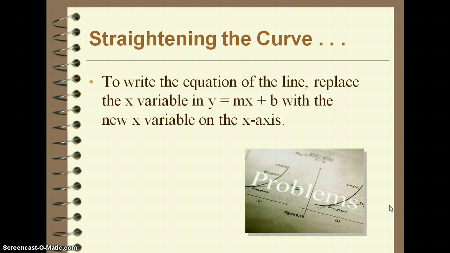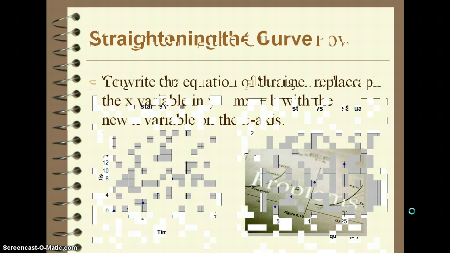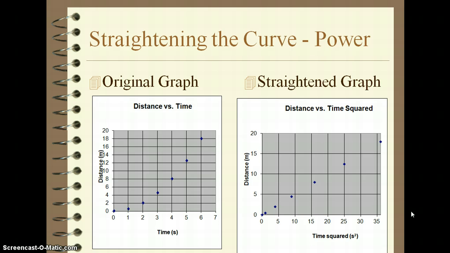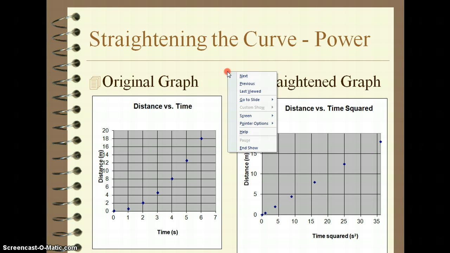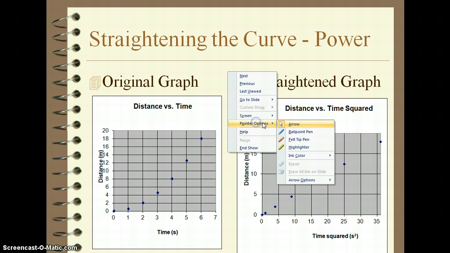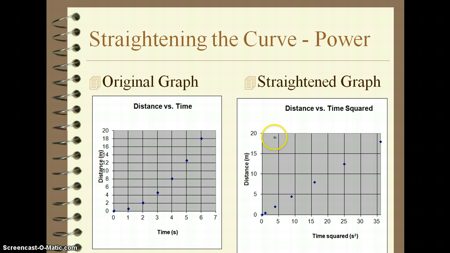So how do we straighten the curve, and what's it all about? To write the equation of the line, we have to replace the x variable in the y equals mx plus b with the new x variable on the x-axis. So what we're going to do in each of these situations, we're just going to manipulate the x variable. Let me get my pointer here so you can see what I'm talking about.